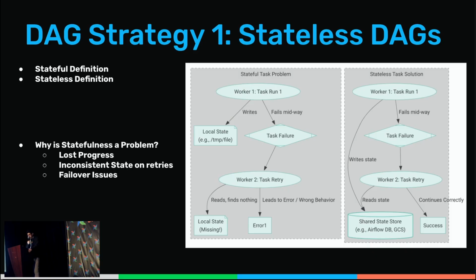But if you are having a stateless task, for example, in the previous case, we are saving the state on an external DB, or we are using a GCS bucket, for example. Now the state is always away from the DAG running on a worker, so a DAG running on a worker is now stateless. So if it falls midway and the other worker picks it, it will be able to read it from the GCS, and it will continue from exactly where it stopped, and it will finish it successfully.